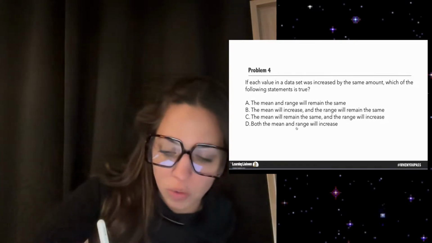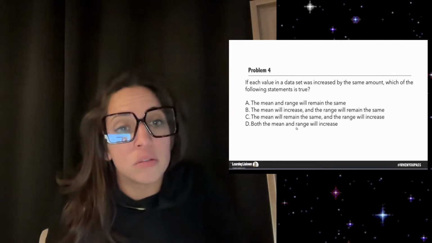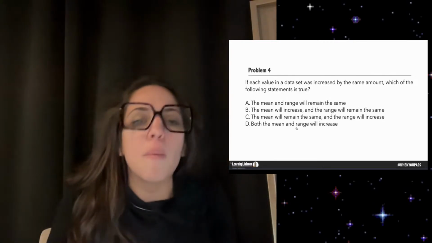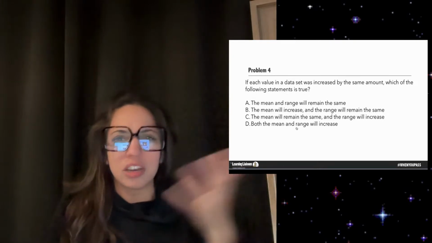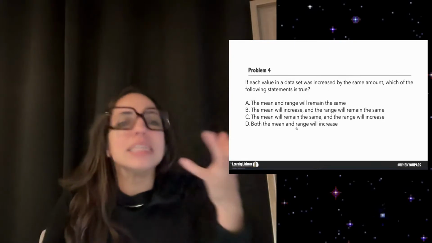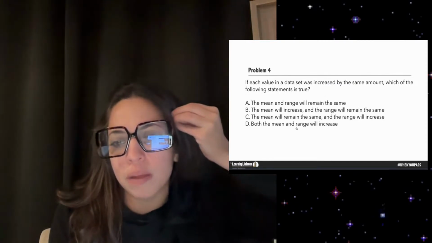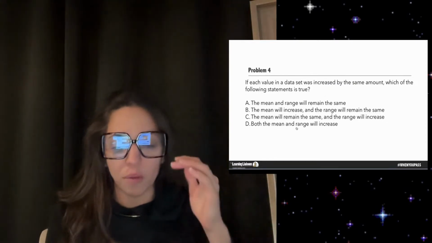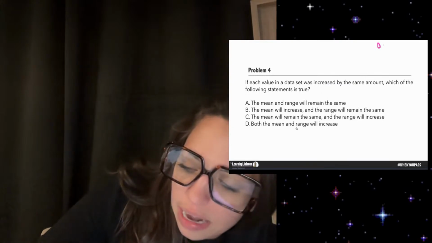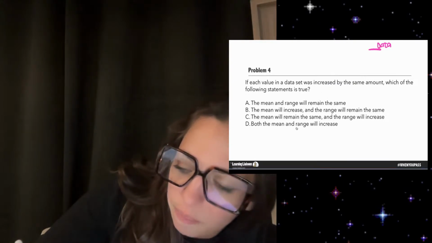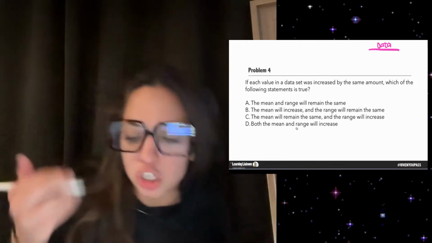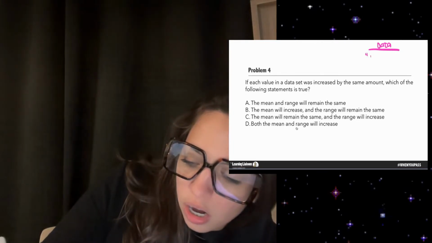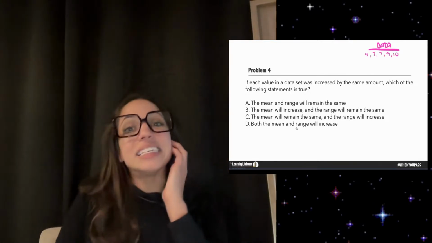So what I'm going to do is create my own set of data because I don't know, if I don't memorize this kind of stuff, if the mean or the range are going to remain the same or they're going to increase. I don't know, but I don't need to memorize that. I don't like to put stuff in my memory that I can do on my own. So let's create our own set of data so that we can test this. Let's just say it's people's favorite numbers, something super easy. And we're going to do 4, 7, 7, 9, and 10. There's my data. Done. It doesn't have to be huge.